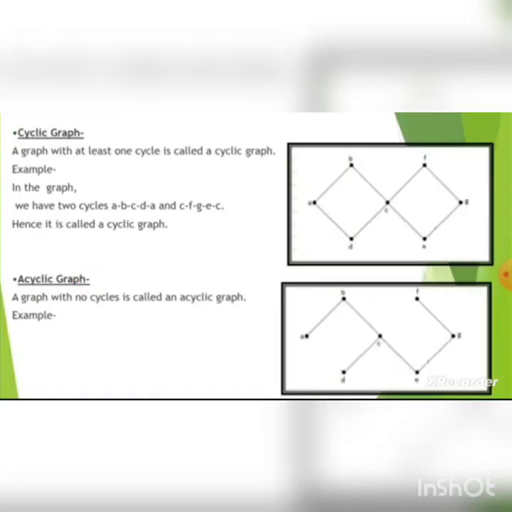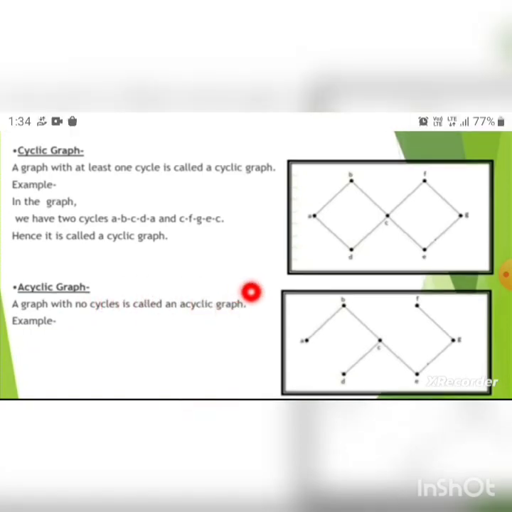Now, cyclic graph. A graph with at least one cycle is called a cyclic graph. For example, here in the graph we have 2 cycles, ABCDA and CFGEC. Hence, it is called a cyclic graph. Acyclic graph. A graph with no cycles is called an acyclic graph.